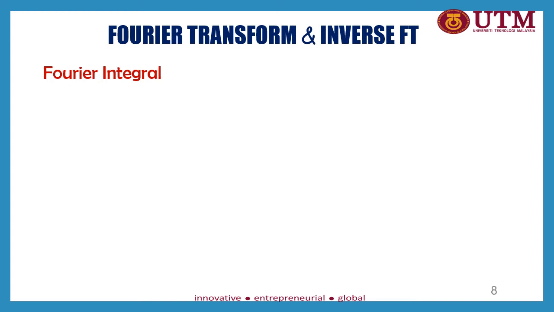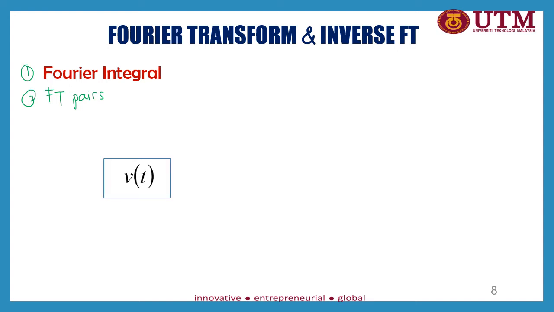Okay, so there are two methods to perform the Fourier transform from a signal in time domain. The first method is the Fourier integral, and the second method is using the Fourier transform table, or Fourier transform pairs from the table. Okay, let's look at the first method.